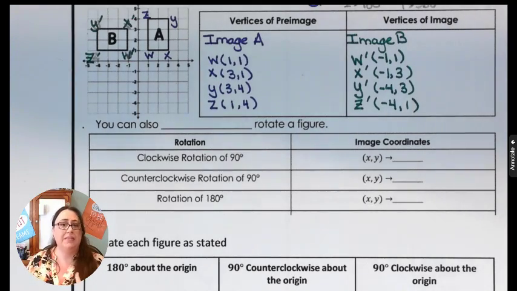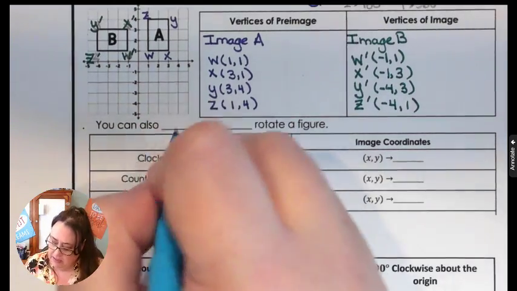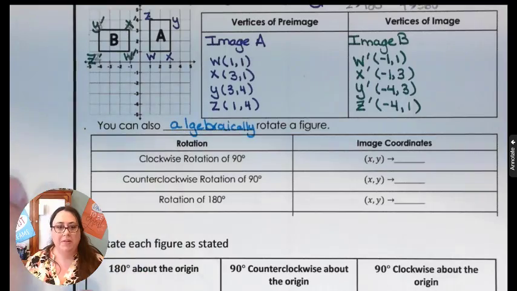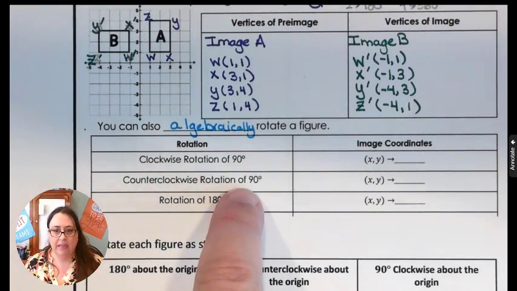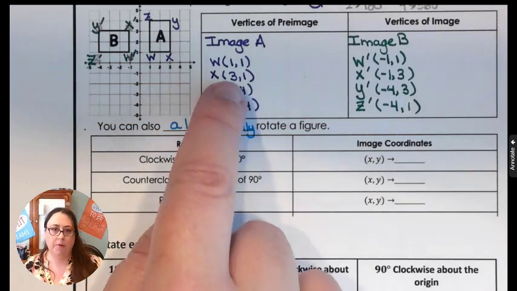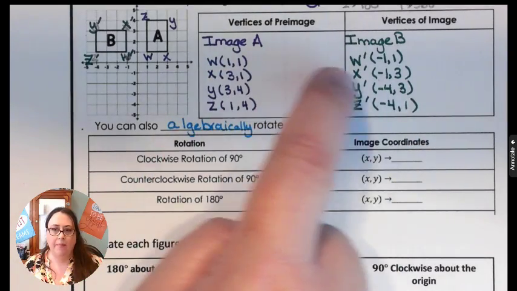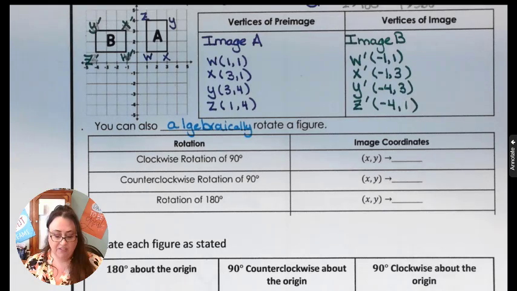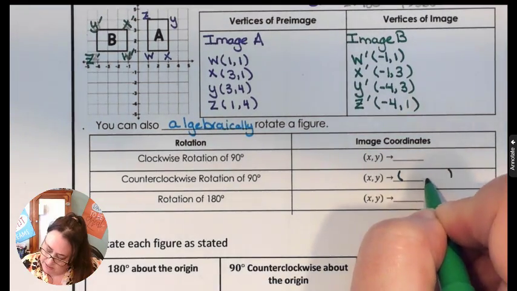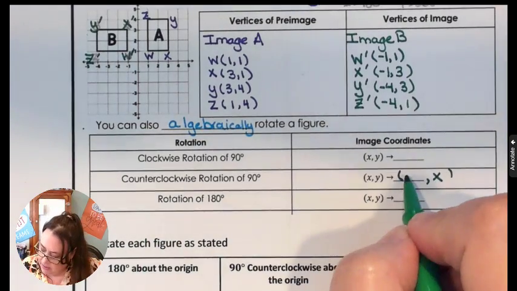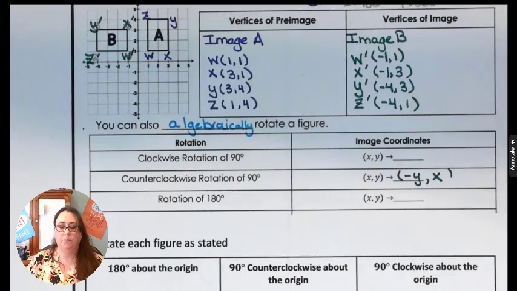Since everything follows a pattern, we should be able to also algebraically rotate a figure. That means we should be able to write a rule. When we rotated it counterclockwise, we're going to come down to the second one. Let's look at what happened to our numbers. Our X went to the Y position, and our Y went to the X, but then we also did the opposite. And it did that for every single one. So we can follow that pattern.